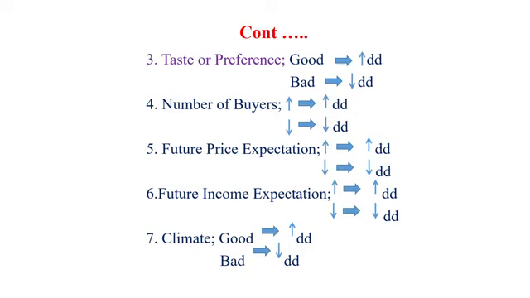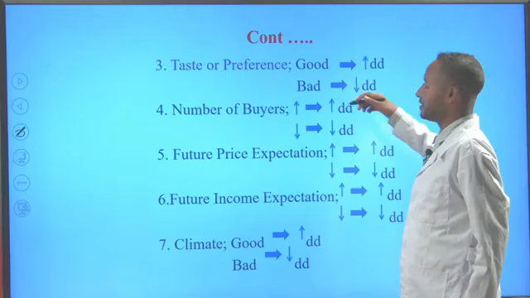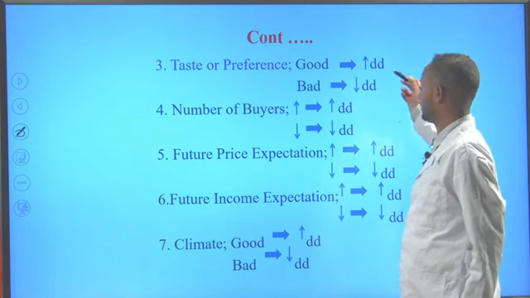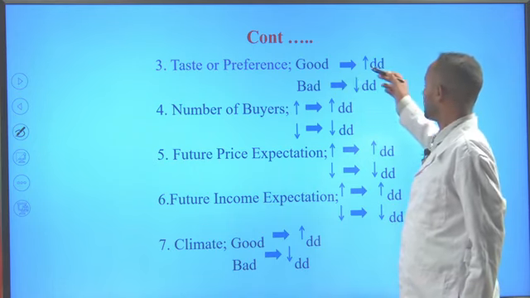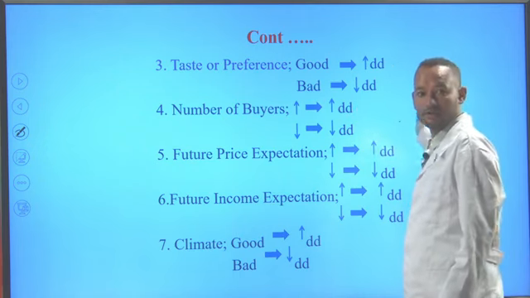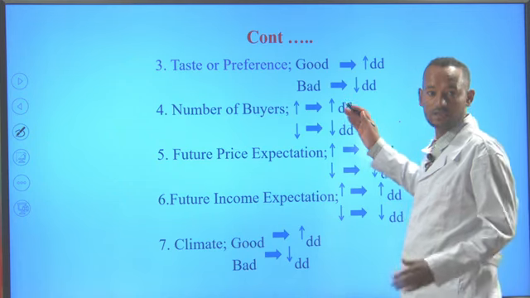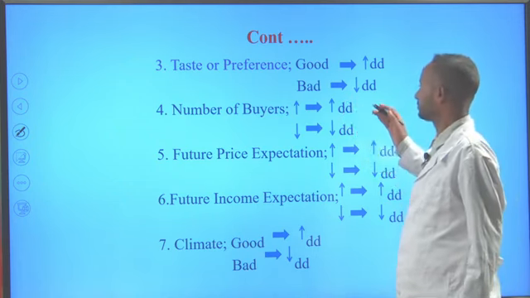Another non-own price determinant of demand is taste or preference. If there is good taste or preference, then the demand for a good will increase, and if there is bad taste or preference, then the demand for a good will decline. So good taste increases demand for a commodity and shifts the demand curve to the right, and bad taste decreases demand for a commodity and shifts the demand curve to the left.